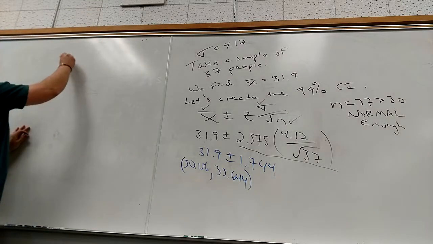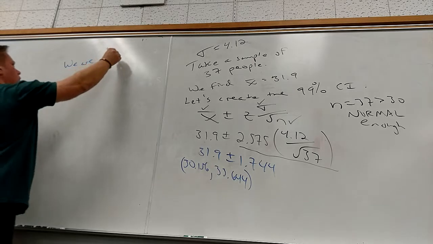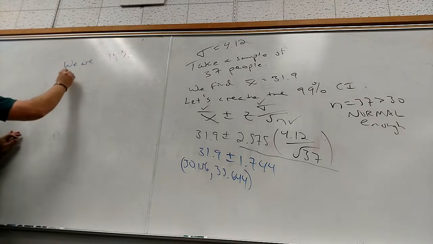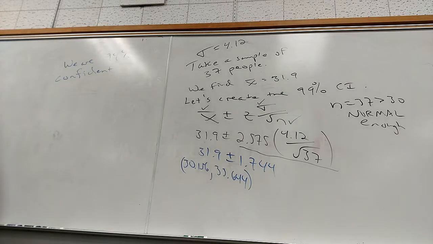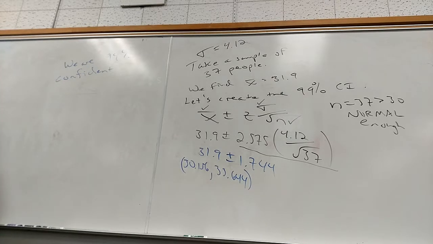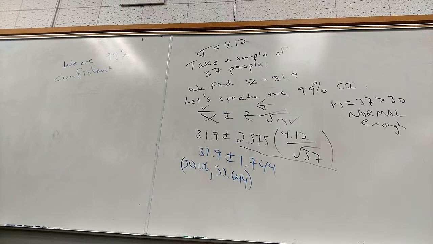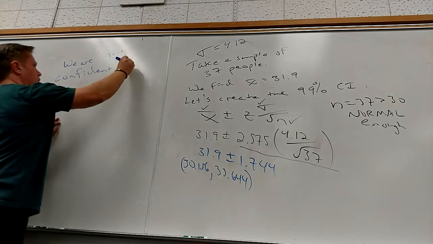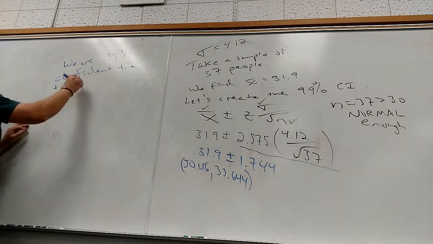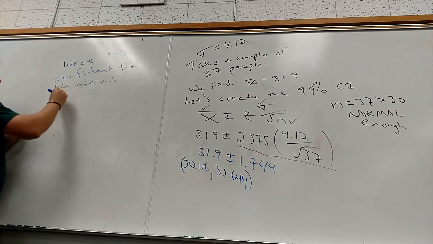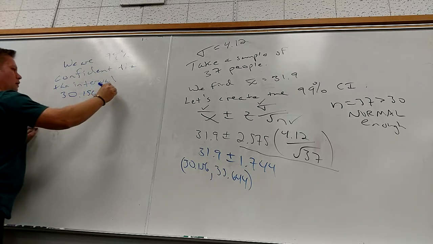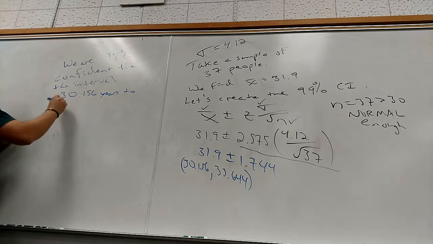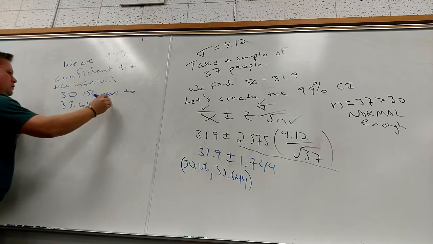So we are 99% confident. All right. Hence why I'm wearing this shirt again, because it applies to today's lesson. We're 99% confident that at the interval, good, at the interval, 30.156 years to 33.644 years.